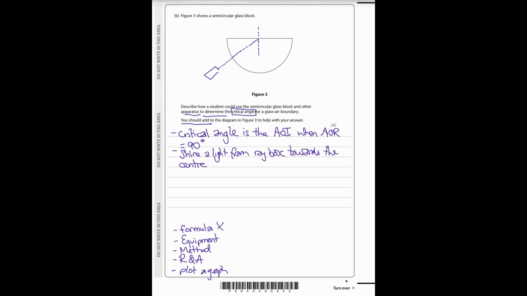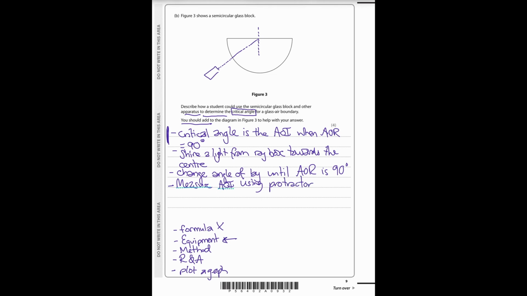And then I'm just going to keep on changing the angle. So change the angle of incidence of the ray until the angle of refraction is 90 degrees. So I've just used this knowledge that I said over here. Then measure the angle of incidence, and I've got to say the equipment I'm going to be using, because remember this thing over here, I'm going to be using a protractor.